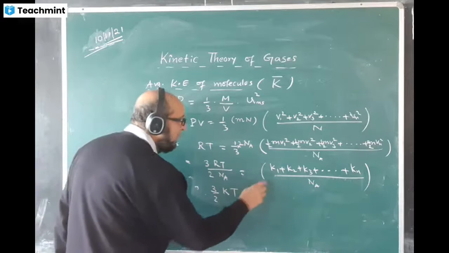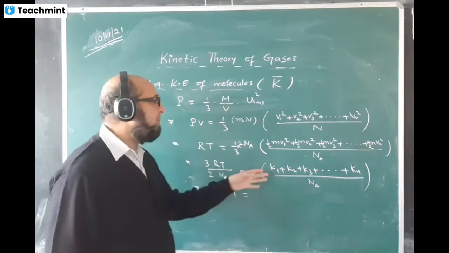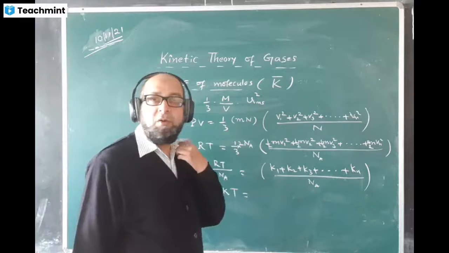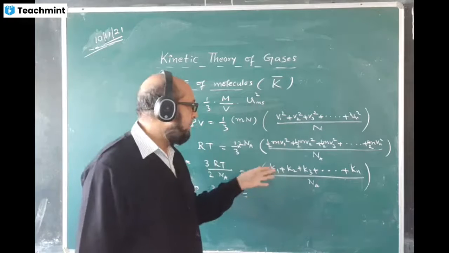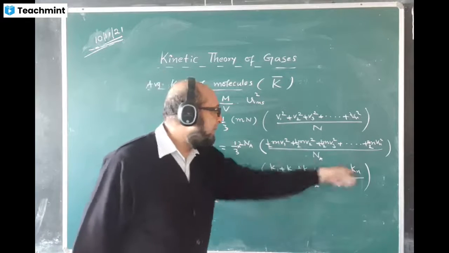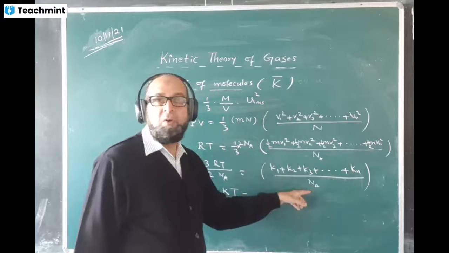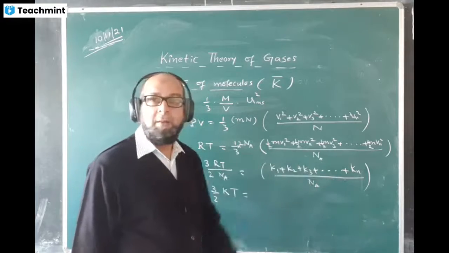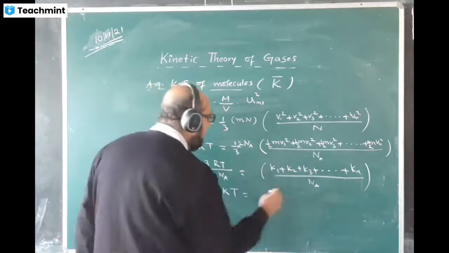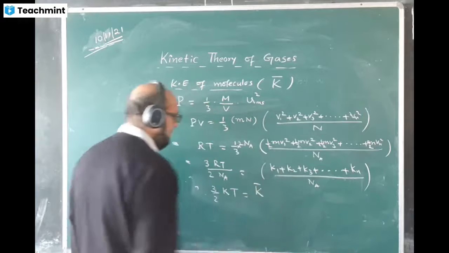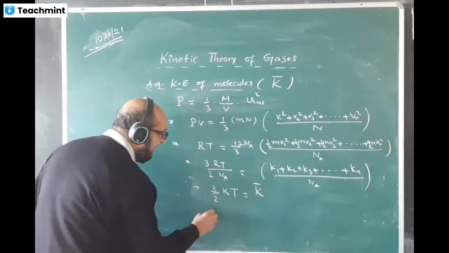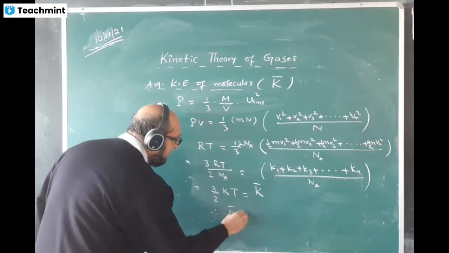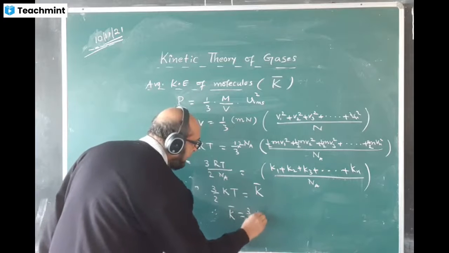KT is equal to, what is this? If we find average kinetic energy, means what? Of all the molecules, that means individual kinetic energy divided by the total number of molecules. Average, how do we find? Add all, divided by N. So this thing is becoming average kinetic energy, K bar. Therefore, the final formula you write is K bar is equal to 3 by 2 KT.